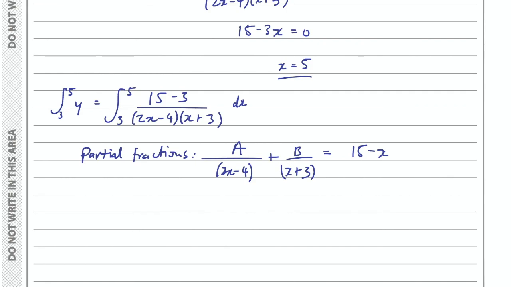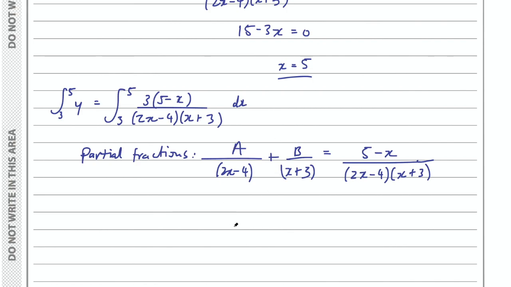Actually, what you could do here is to factorize this numerator. So factorize the 3 out and we get 5 take x. And then you could also write this as 3 multiplied by this integral. So I've done that to make it slightly easier. This is equal to 5 take x all over 2x take 4 multiplied by x plus 3. Okay, so now we need to look for A and B.